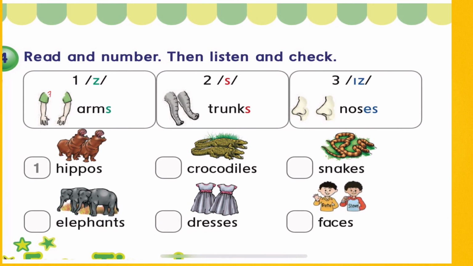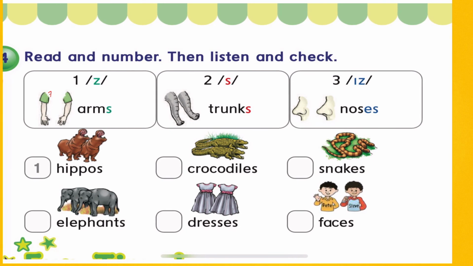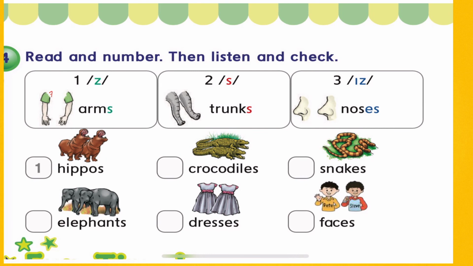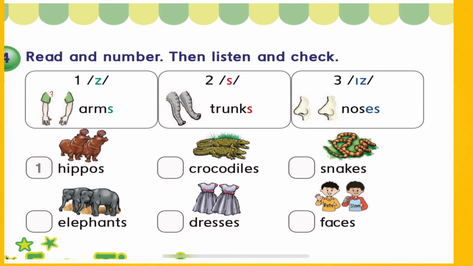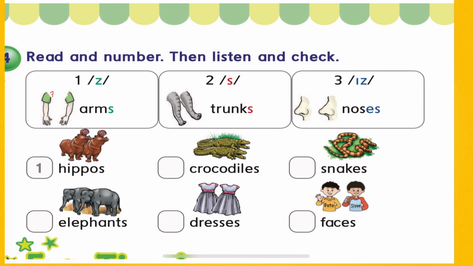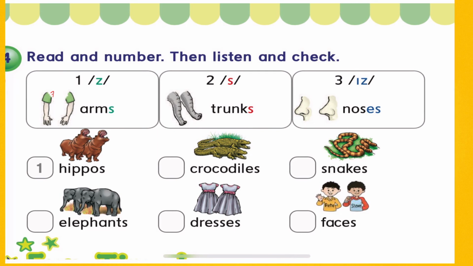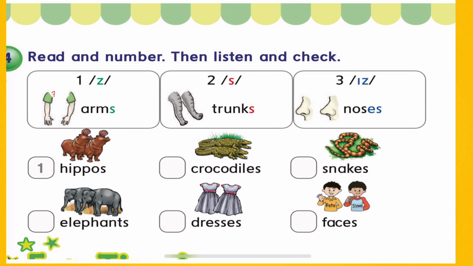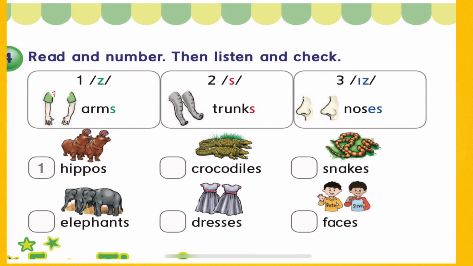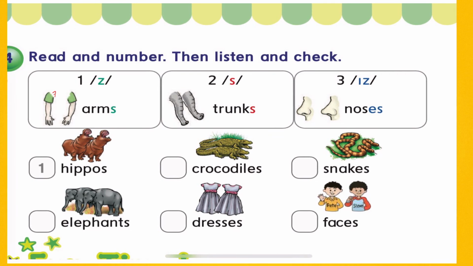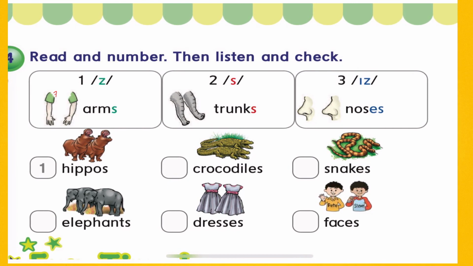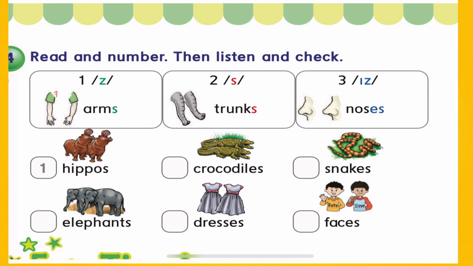Okay, so let's look at picture number 1 first. How do we say this word? Hippos. So it's like number 1, Z, arms, hippos. So they have it already done for us. Then let's look at the second one. We have crocodiles. Also it's saying Z. So we're going to put it as number 1.